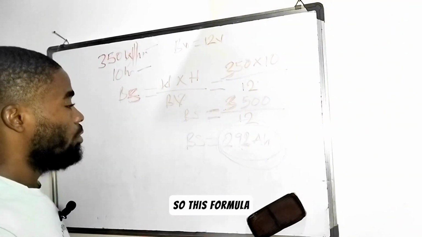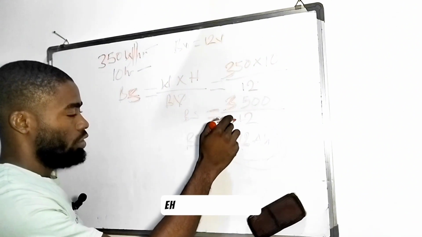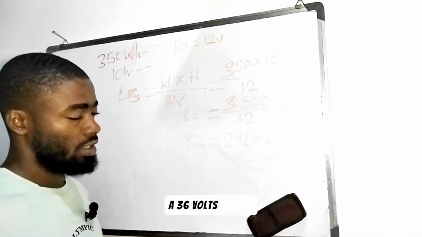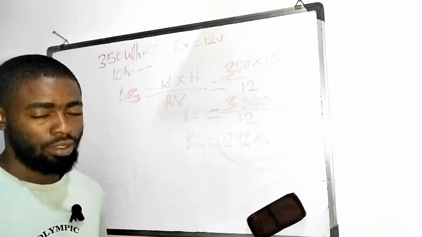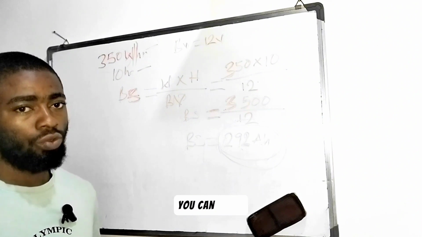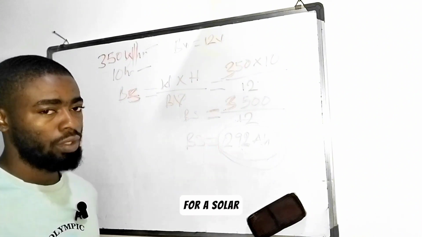This formula or this example is the same when you want to calculate using a 12 volt, a 24 volt, a 36 volt, a 48 volt system, even a 100 and something volt system. This is the simplest formula you can use in determining the battery bank to use for a solar energy backup.